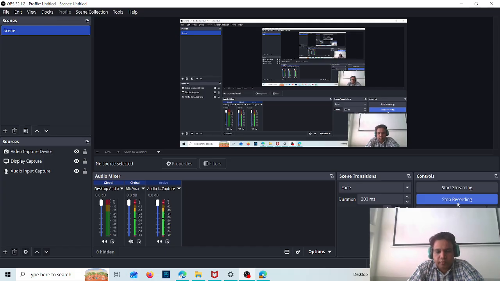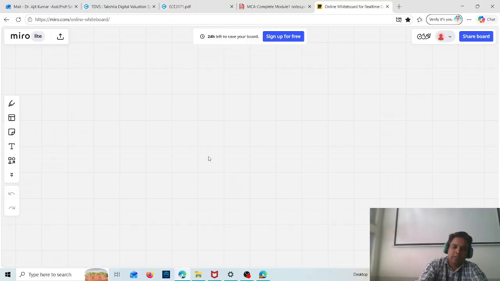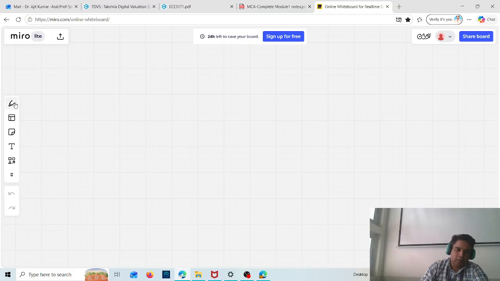In the last class, we were discussing the interfacing of the memory chip with the microcontroller. We will continue our lecture on the same topic, interfacing a memory chip, as we did not complete it in the last class.